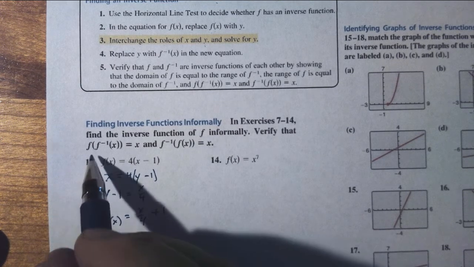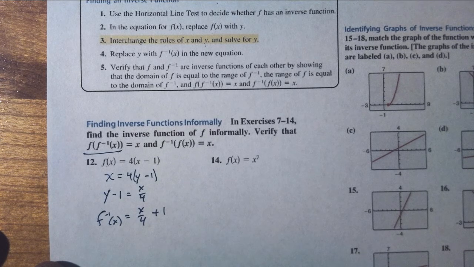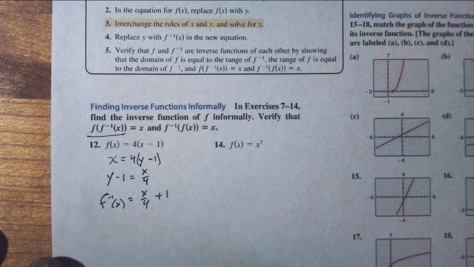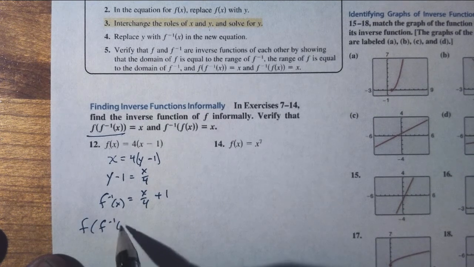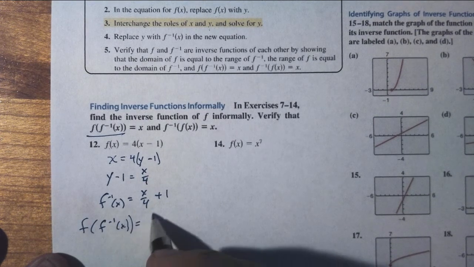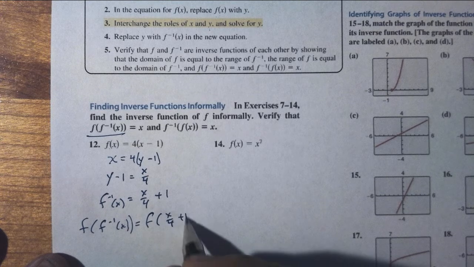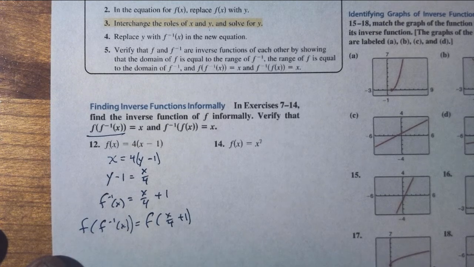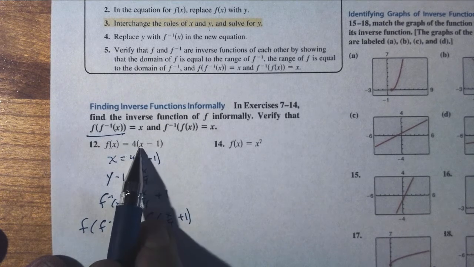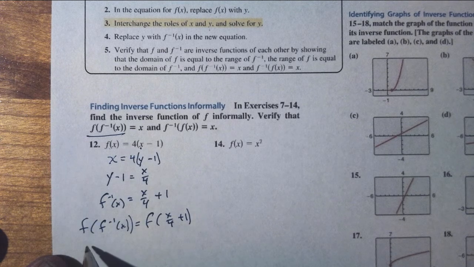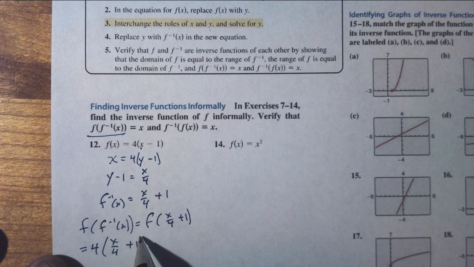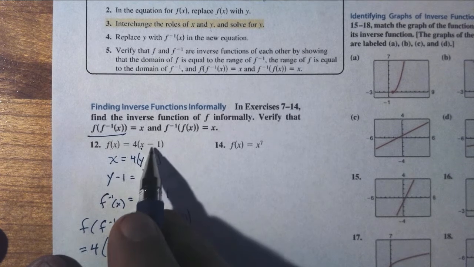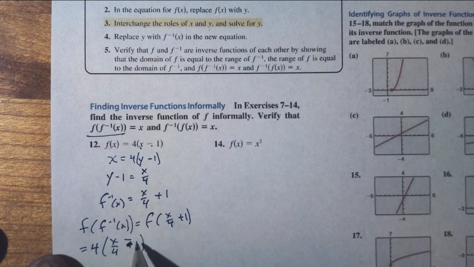Now we're to show that f of f inverse of x does in fact get us back to x. So let's see. f of f inverse of x is f of x over 4 plus 1. That's f inverse. Well, f is a factory that puts things right here. So this becomes 4 times the quantity x over 4 plus 1. Whoops, excuse me, minus 1. Missed that. Minus 1.